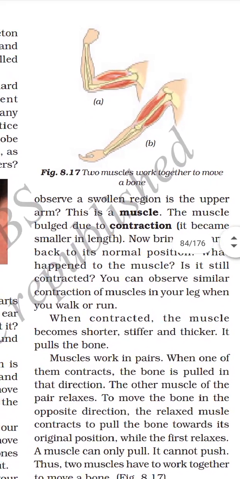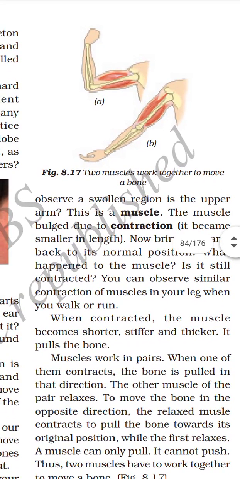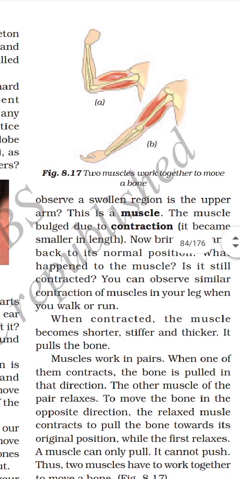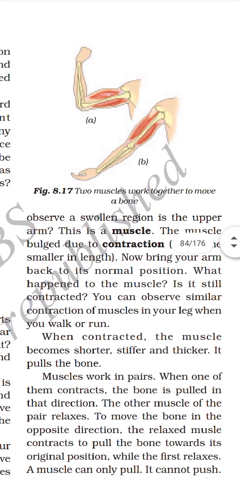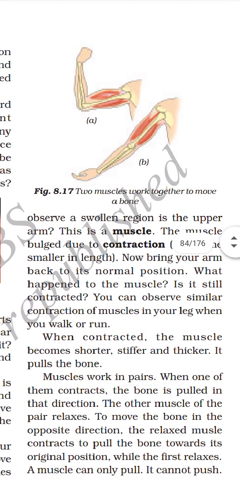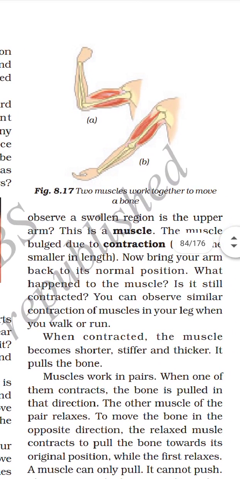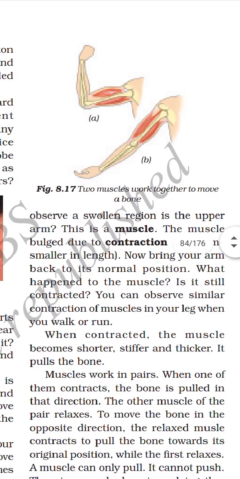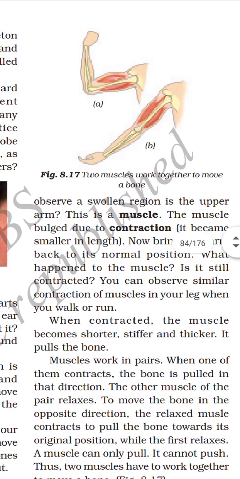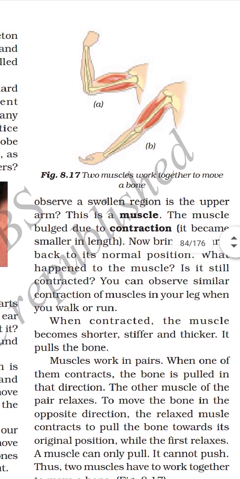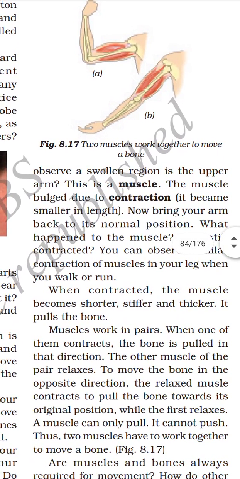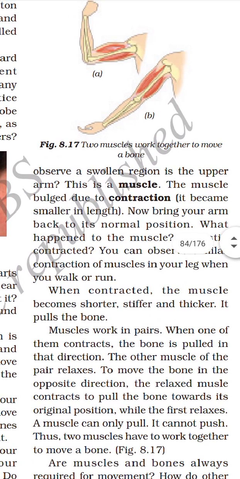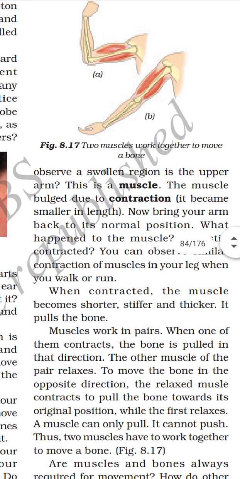When contracted, muscle becomes shorter, stiffer and thicker. It pulls the bone. Muscles work in pairs. When one of them contracts, the bone is pulled in that direction. The other muscle of the pair relaxes. To move the bone in the opposite direction, the relaxed muscle contracts to pull the bone towards its original position, while the first relaxes. A muscle can only pull, it cannot push. Thus two muscles have to work together to move a bone. Muscles work in pairs.